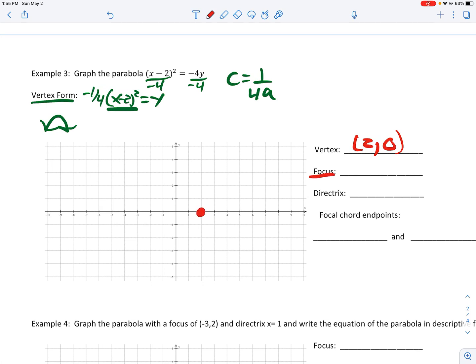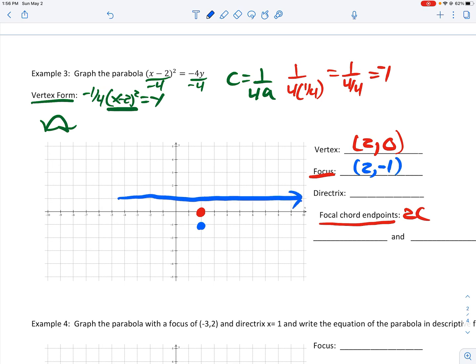So to find the focus, we need C. To find the endpoints, we're going to need 2C. So 1/4 times 1/4 is 1/4 divided by 1/4. So 1. Technically, it's a negative. But all that means is you're going down 1. So down 1. So this would be (2, negative 1). And if I went down for the focus, I go up 1 for the directrix. And you could do a solid line or dash, does not matter. So y equals 1. Remember, focus is a point. The directrix is a line.